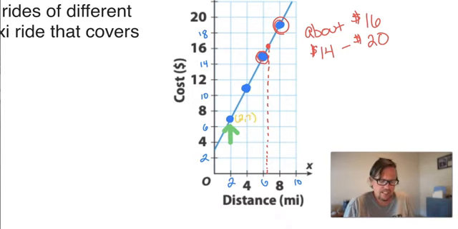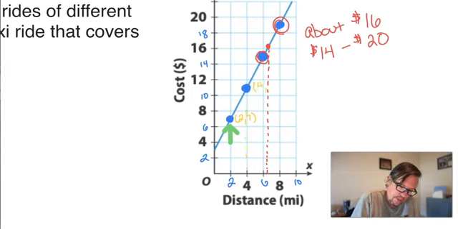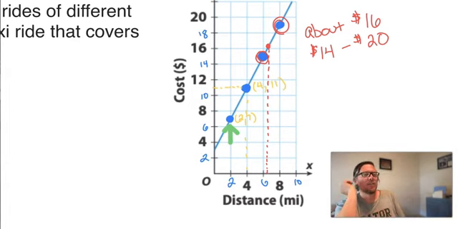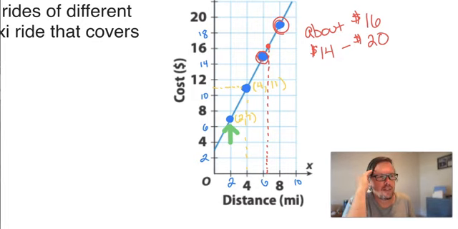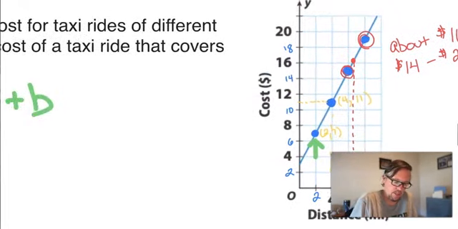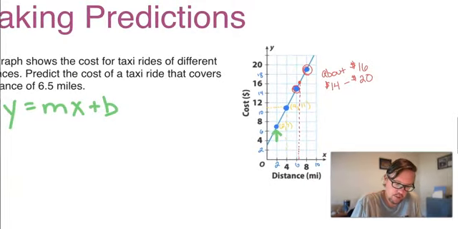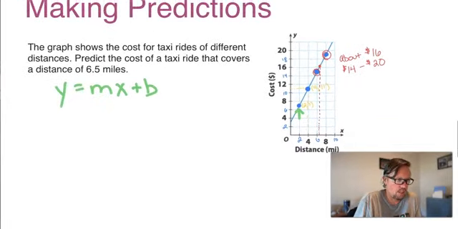And then the next point that I want to use is the very next point, because it's the next lowest numbers. That is a distance of 4 miles. So the point is 4, and then this is right in between 10 and 12. So I'm going to say 4, 11. So the 2 points that I'm going to use are 2, 7 and 4, 11. Seems reasonable. Okay, so let's use those 2 points, 2, 7 and 4, 11.